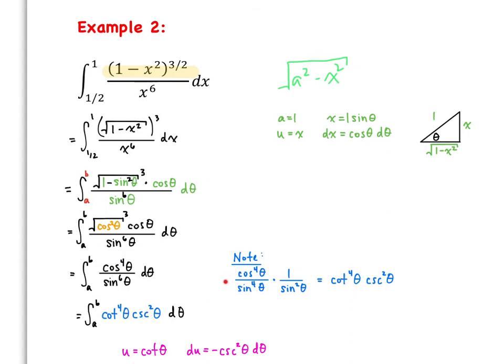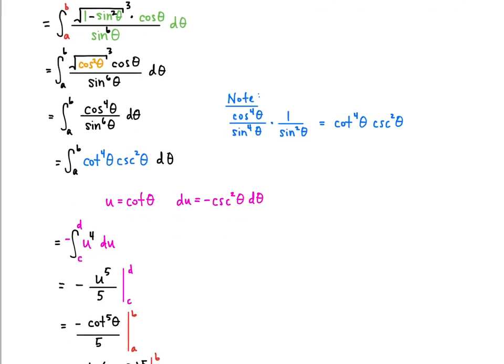Okay, so now we're going to jump to our little side note. Cosine to the 4th over sine to the 6th, we can break it up: cosine to the 4th over sine to the 4th times 1 over sine squared. So that's the same thing as this right here. But now we can rewrite it. Cosine over sine is cotangent, to the 4th. 1 over sine squared is cosecant squared. So why do we want to do that? Well, now we can substitute that back in and see where that gets us.